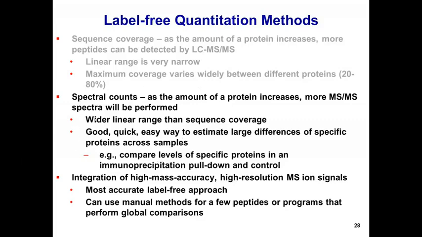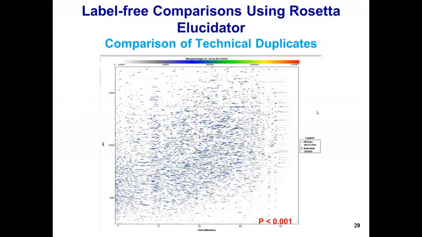The last label-free method is to integrate high mass accuracy, high resolution MSMS ion signals. It's the most accurate of the label-free approaches, but it is much more complicated to perform compared with the spectral analyses. It requires dedicated and complex software. One of these is Rosetta Elucidator software, and this shows a comparison of technical duplicates.